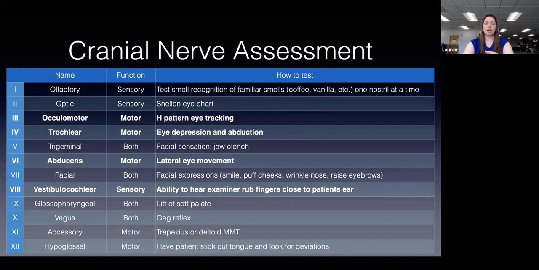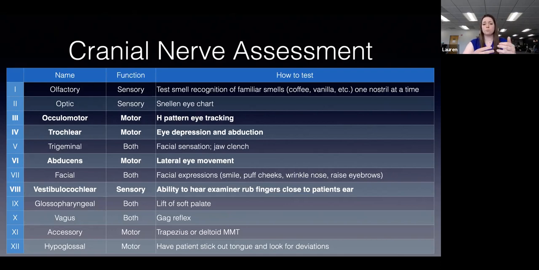We went over the oculomotor, trochlear, and abducens, but trigeminal has both sensory and motor function. For facial sensation, you can test light touch or sharp and dull sensations, or just have them clench their jaw. That's the motor component of the trigeminal, one of the motor components that you can easily test.